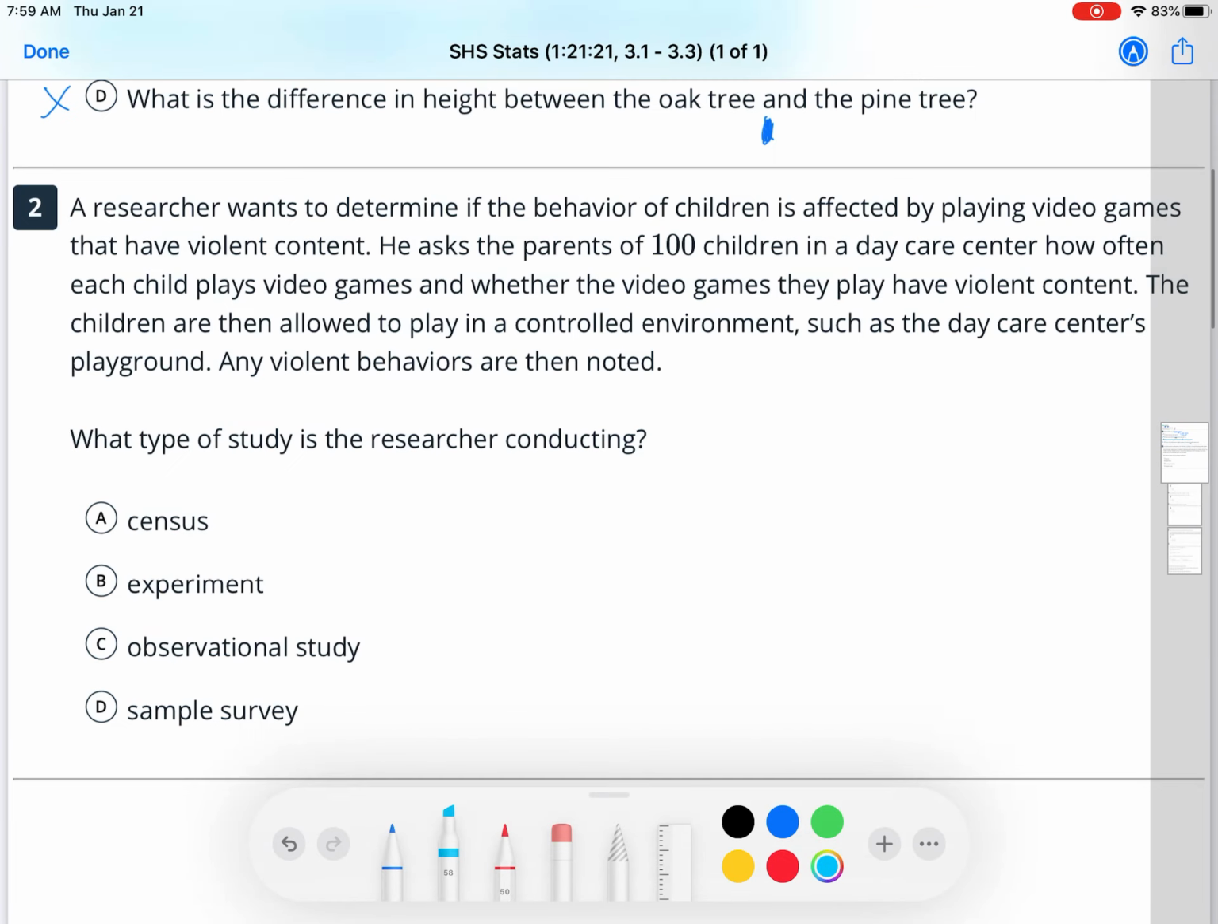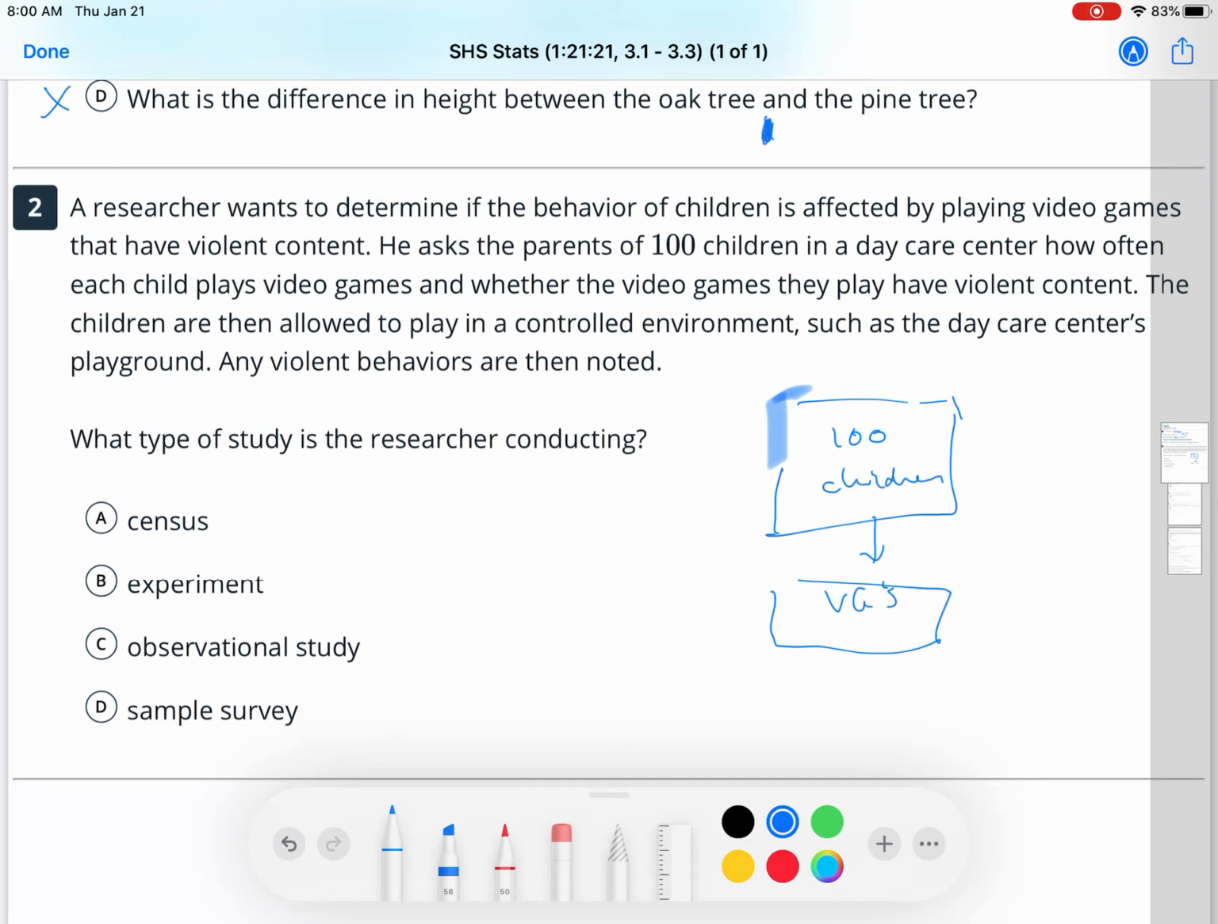Number 2, the researcher wants to determine if the behavior of children is affected by playing video games that have violent content. He asked the parents of 100 children in a daycare center how often each child plays video games and whether the video games they play have violent content. The children are then allowed to play in a controlled environment, such as the daycare center's playground. Any violent behaviors are then noted. What type of study is the researcher conducting?